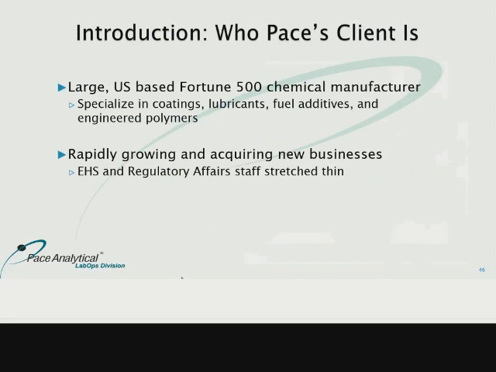So now that we've talked about a few specific items, we're all on the same page, let's talk about the details of this case study. Our client is a large, US-based Fortune 500 chemical manufacturer who specializes in coatings, lubricants, fuel additives, and engineered polymers, just to name a few items. As this company grew, the burden of regulatory support also grew with it. Unfortunately, this company was acquiring more product lines and manufacturers than the regulatory team was able to keep up with. With the recent changes in TSCA, REACH, and Prop 65, just to name a couple, their existing staff became bogged down with projects and the day-to-day support was lacking.